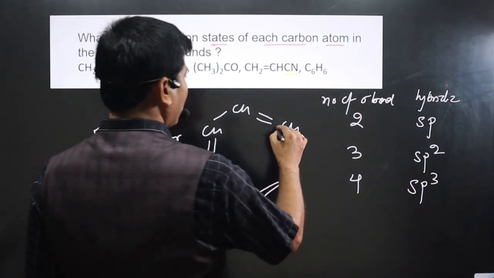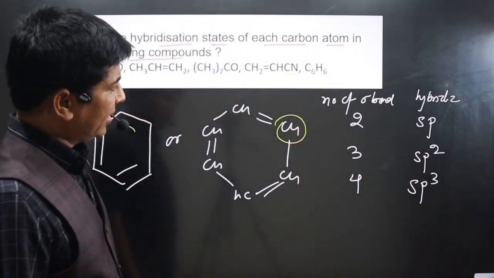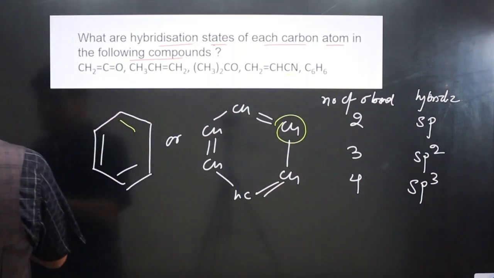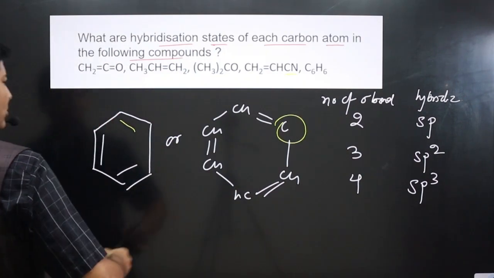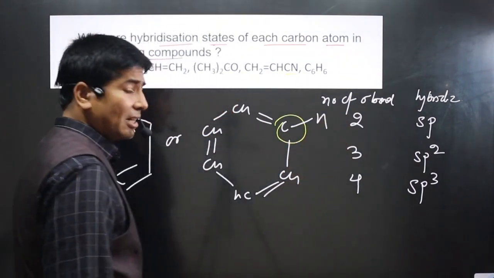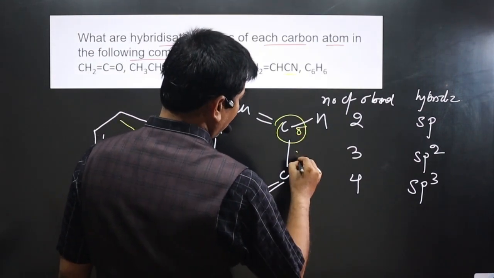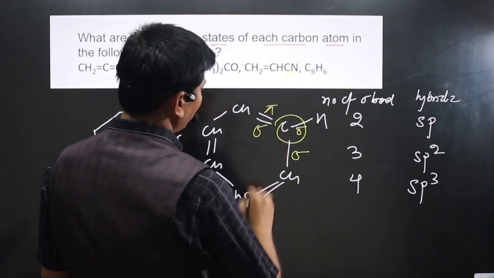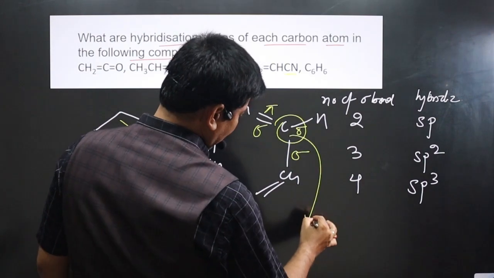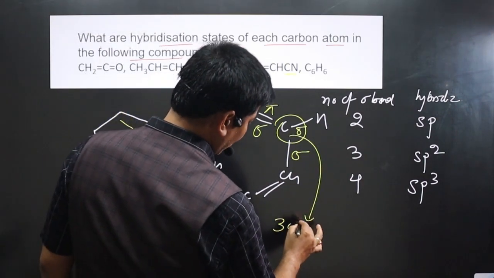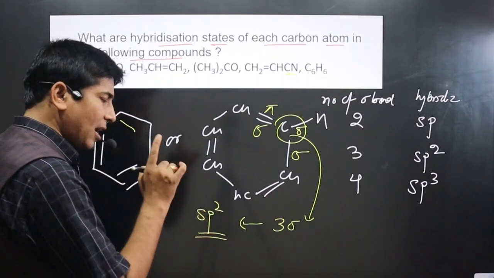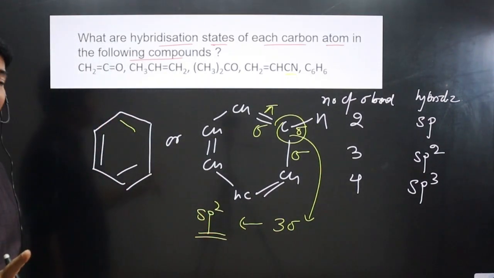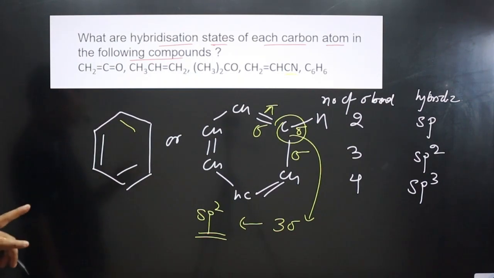Any random carbon we can pick, let's say I'm picking this carbon. You can see here we have hydrogen. To each carbon 1 hydrogen is attached. Single bond, always a sigma bond. This is a sigma bond, this is a sigma bond, this is a sigma bond, and this is a pi bond. So you can see this carbon is forming 3 sigma bonds. Hence we can say it is sp2 hybridized. Each carbon in this benzene ring is in the same environment, having the same number of sigma bonds, and hence each carbon will be sp2 hybridized.